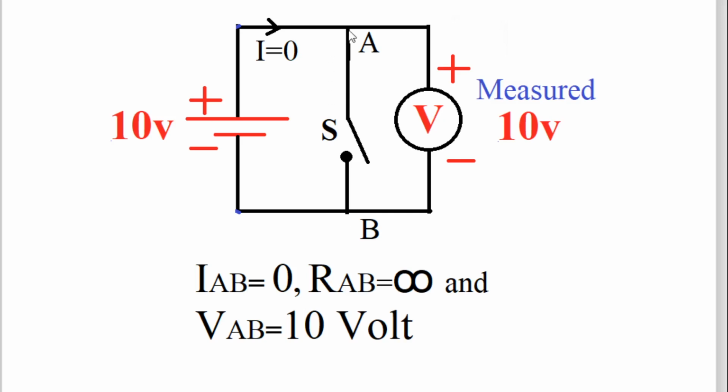Second, resistance between terminals A and B. Resistance between terminals A and B is infinite. Why? Because the switch is open. Third, voltage between terminals A and B. The voltmeter is connected such that its positive is to terminal A, which goes to the positive of the battery, and its negative is to terminal B, which goes to the negative of the battery. Therefore, the voltage measured between terminals A and B is the measurement of the voltage of this battery, and that is 10 volt. These three parameters are like this when the switch is open.